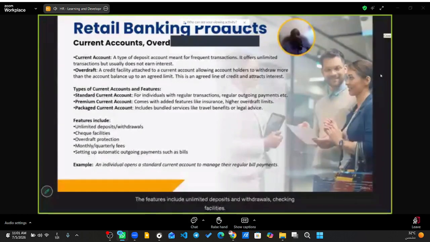The features include unlimited deposits and withdrawals, check-in facilities. You can write a paper check, as in, I need to pay someone, and you write a note on a pre-printed approved check, and that person presents it in their bank, and they take the money from your bank. Overdraft protection, monthly and quarterly fees sometimes, setting up automatic outgoing payments such as bills and standing orders and direct debits. An example is an individual opens a standard current account to manage their regular bill payments.